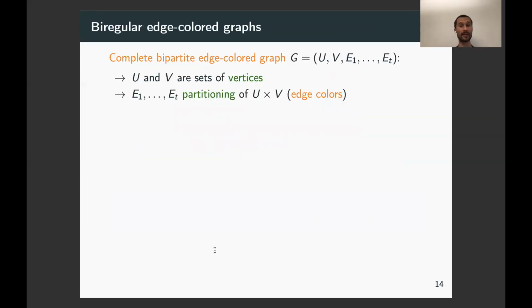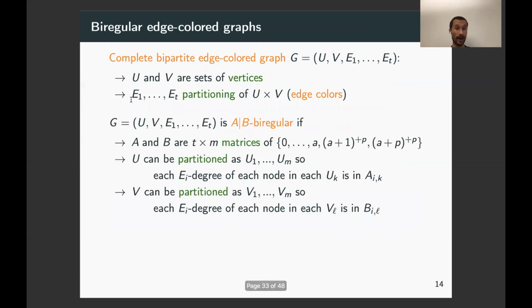So what is a biregular edge-colored graph? Well, we'll start with this. This is pretty much standard. We have a bipartite graph. We have two sets of nodes, U and V, and then we have a bunch of colors. It is complete, meaning that each pair, UV, has a specific edge, one color, each pair. So everything is there. And then this graph is AB biregular for two matrices A and B of these linear sets.